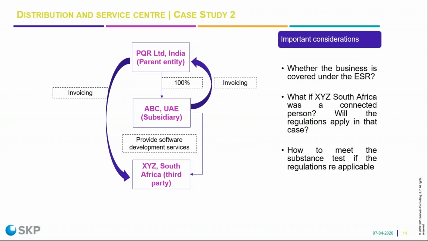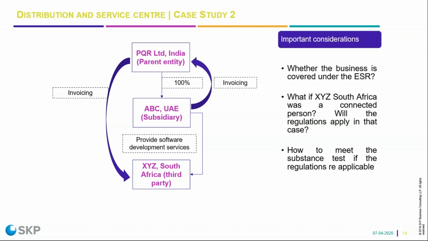Right, so that was distribution. Now, what could be a service center business? If I look at the case study on the screen, a service center business, as I previously mentioned, is mainly to capture those arrangements which have back office operations. Let's say you have a parent entity in India, a software and IT service provider headquartered in India. It has a subsidiary in UAE, and from the subsidiary in UAE, it is also rendering services to a third party company in South Africa. And the South Africa business is completely managed by the UAE subsidiary.